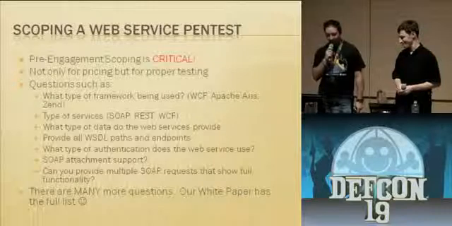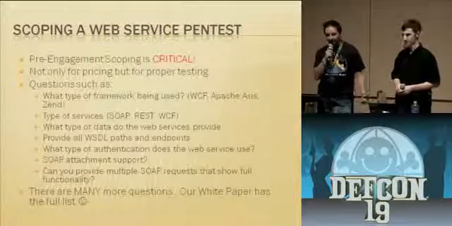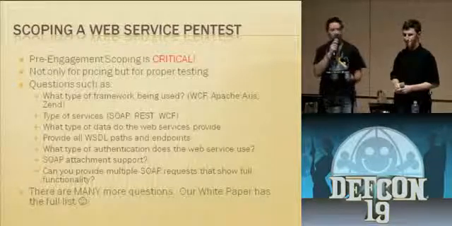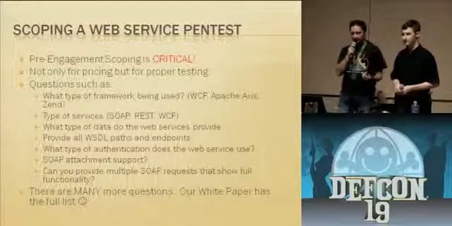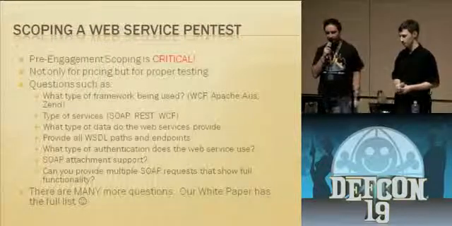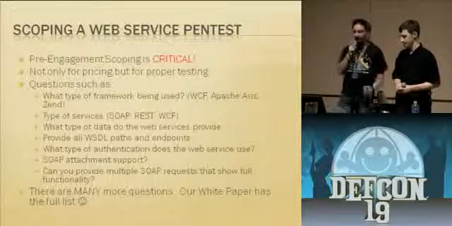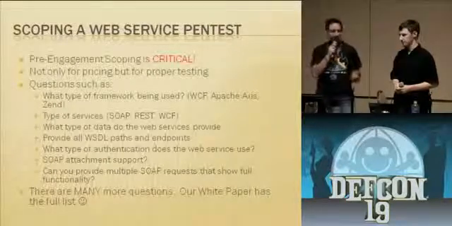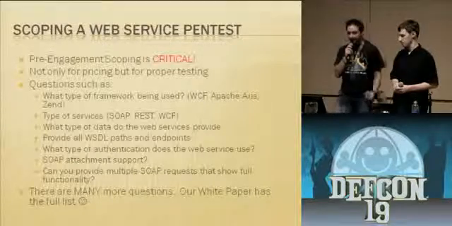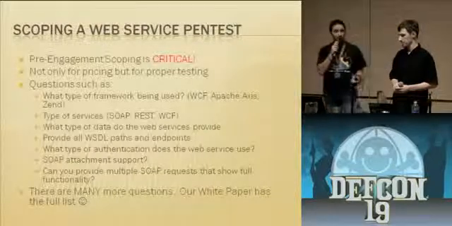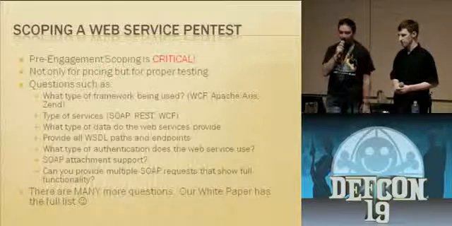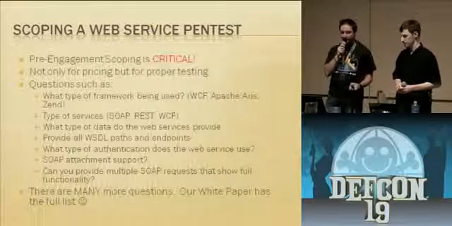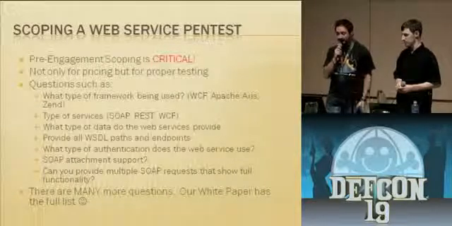So, scoping. This is a big piece that I want to spend some time on. This is critical, absolutely critical when we're talking about testing web services. These are the types of questions you need to ask. So things like determining what type of framework: WCF, Apache Axis, Zend. You have to know that to start off with. The types of services: do they use REST, SOAP? What type of data? Provide all those WSDL endpoints and paths. We need to have that in advance to do the testing properly.